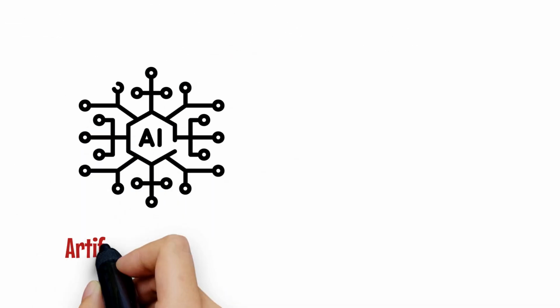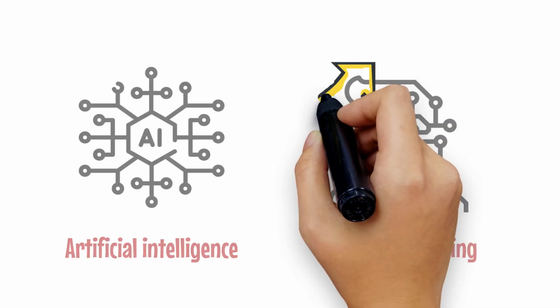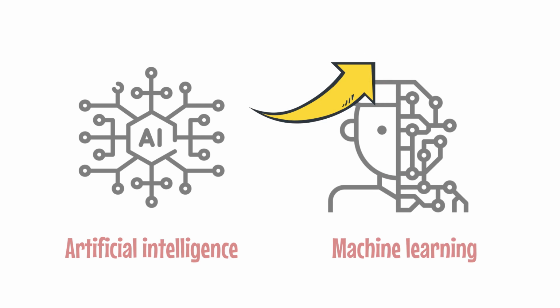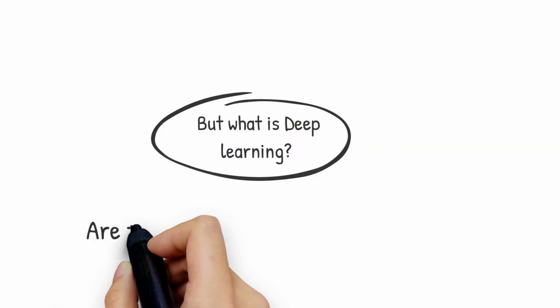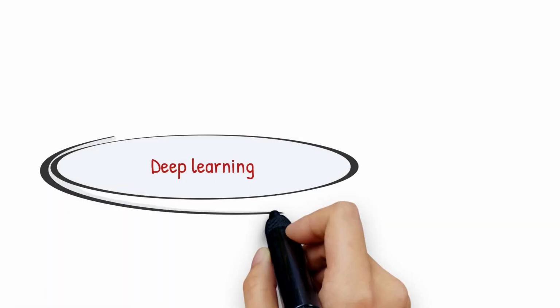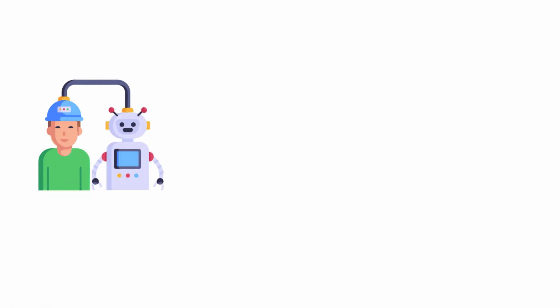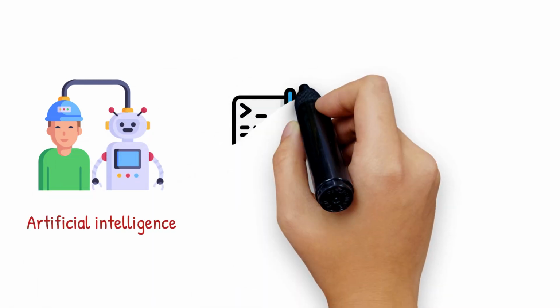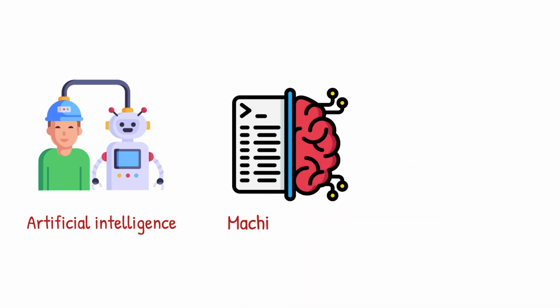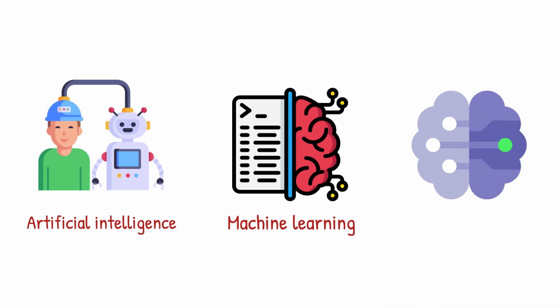You all have probably heard of artificial intelligence and machine learning. If not, I will highly recommend these videos, which are on the top right-hand corner on the screen right now. But what is deep learning? Are they all related? Yes, they are. Let me explain. Deep learning is a subset of machine learning, which in turn is a subset of artificial intelligence. Artificial intelligence is a technique that enables a machine to mimic human behavior. Machine learning is a technique to achieve AI through algorithms trained with data. And finally, deep learning is a type of machine learning inspired by the structure of the human brain.